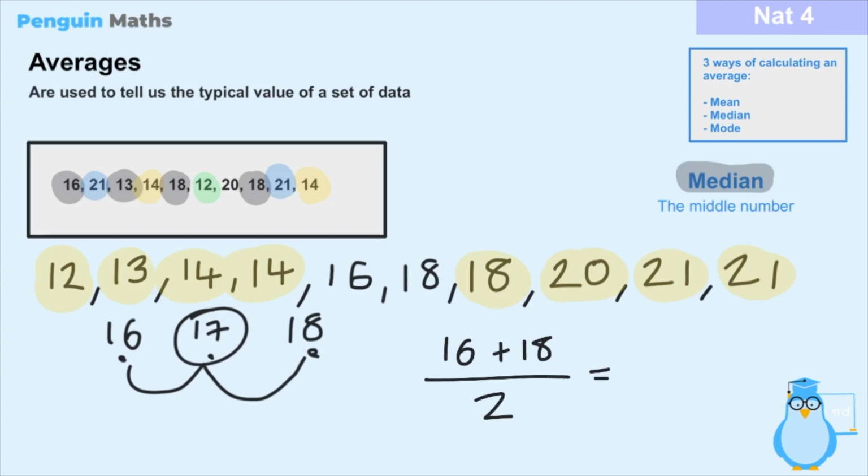So that would be equal to 34 divided by 2, and we get the same answer of 17. So that's how we can calculate the median for an even set of results.